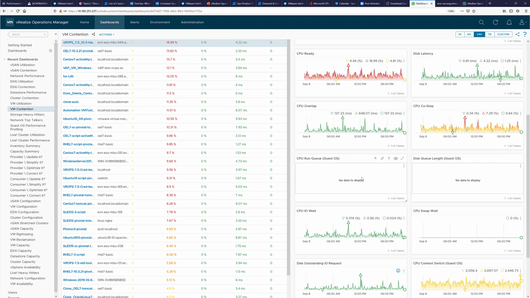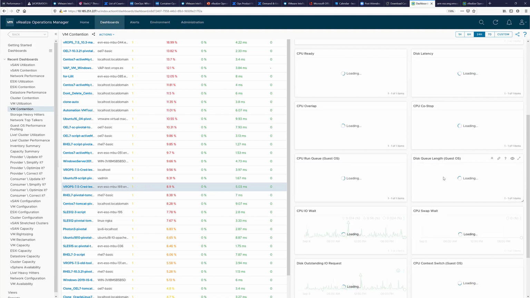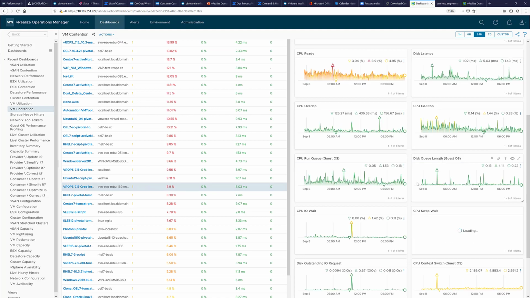Now you may notice here, these two counters are coming from the guest OS. It requires VMware Tools. So let me pick a VM with VMware Tools here, and automatically you will have the counters that are coming from the guest. And this is essentially the CPU being queued inside Windows and Linux. And this is the disk I/O being queued inside Windows and Linux, meaning they have not yet gotten out of the VM and into the hypervisor.